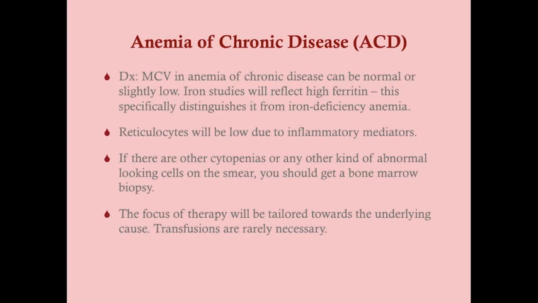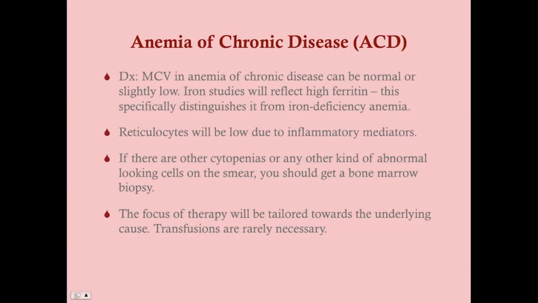If there are any other cytopenias, remember, anemia of chronic disease only affects red blood cells. If there's any other cytopenias, or if there's any abnormal looking cells on the smear, you should get a bone marrow biopsy. It does slow down hematopoiesis in general, I will say, but you shouldn't get a leukopenia from anemia of chronic disease, and you shouldn't get a thrombocytopenia from anemia of chronic disease. Those inflammatory mediators don't do that.